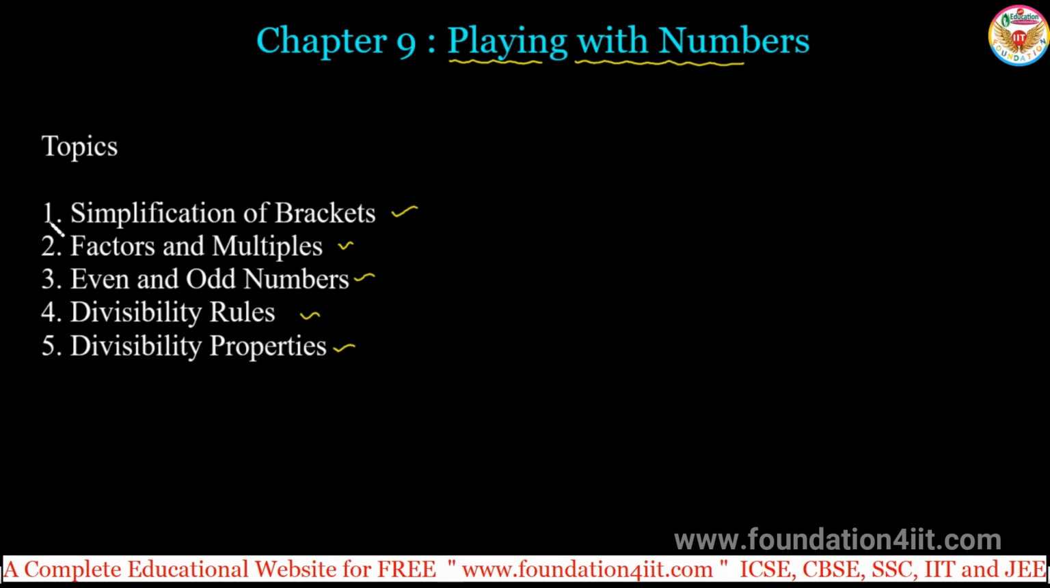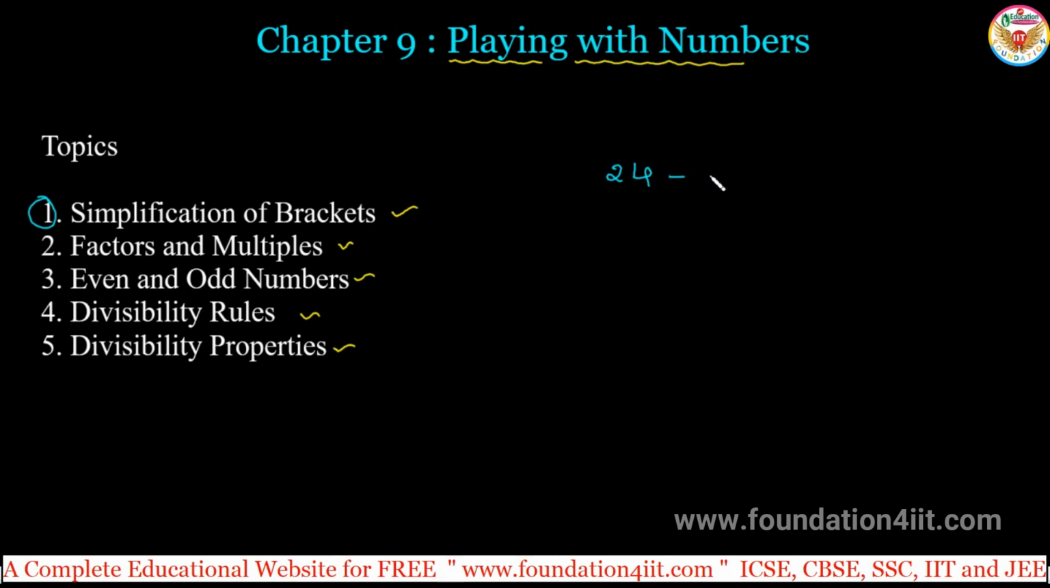First, when you come to this first topic, simplification of brackets. Brackets are grouping symbols that we know, which are used to indicate a part of an expression. That means let us take 24 minus (6 plus 8) minus 3. Now this is one expression.